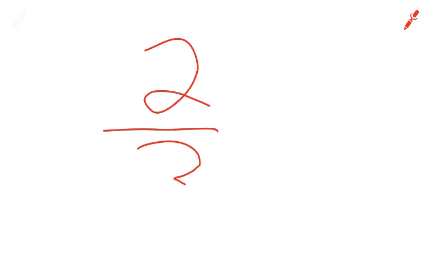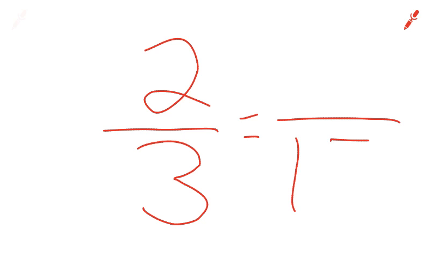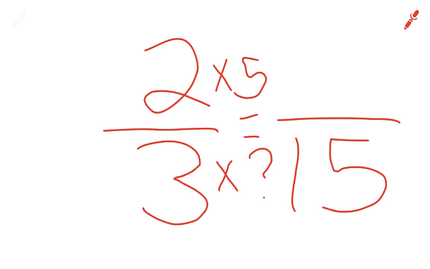2 over 3 equals what over 15? 3 times what is 15? 5. So we need to do 2 times 5 up here. That gives us 10.